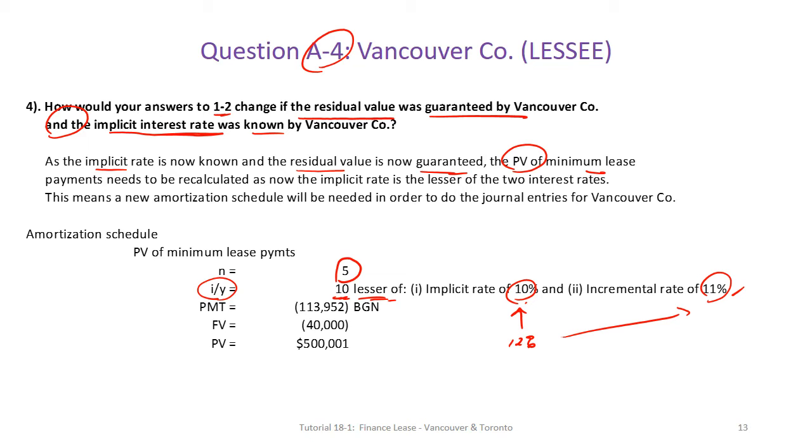But because 10 is less than 11, and I know the rate, so now this is known, I use the 10%. The payment again is provided by the lessor, but now I'm including a future value, which is the guaranteed residual. So now this is a guaranteed residual. Okay, and guess what? If you calculate the present value, you end up with $500,000.